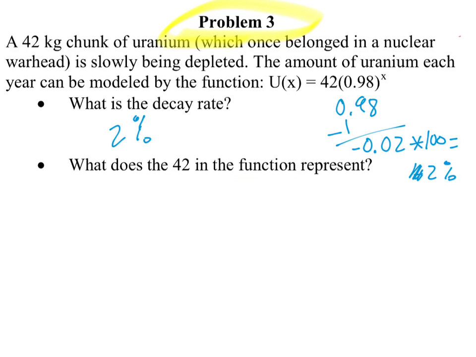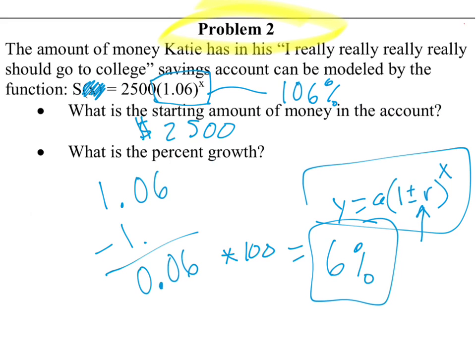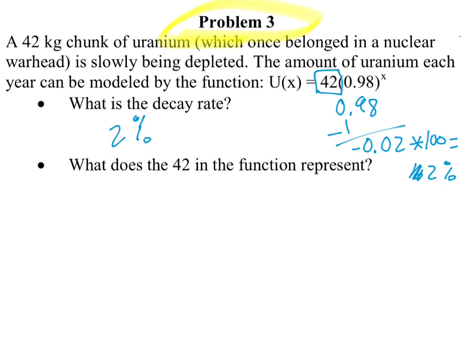Now we interpret what the 42 means. Well, here's our 42. Again, look at the formula and figure out where that number lies and what that number represents. Again, pause the video, figure it out, write it down. Alright, if you figured out that it represents the starting amount, awesome. I do want you to explain what it means in the context, though. This 42 is connected to this 42. It's the same number, it's representing the same thing. It is the starting amount of uranium.